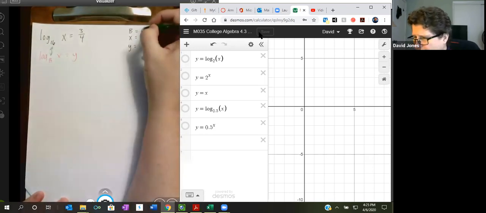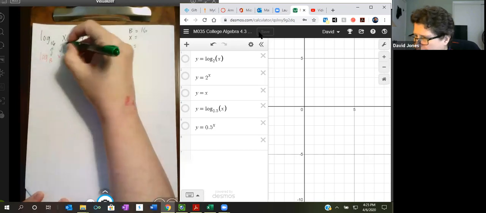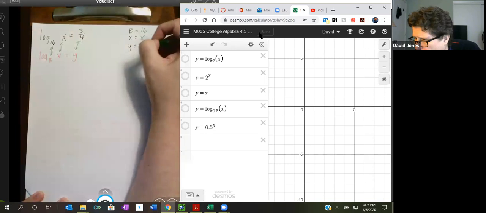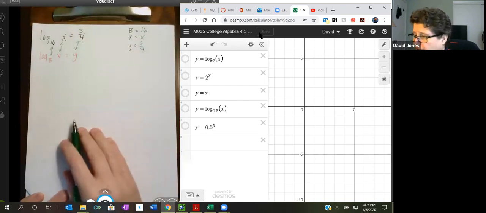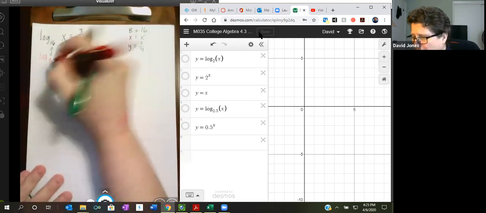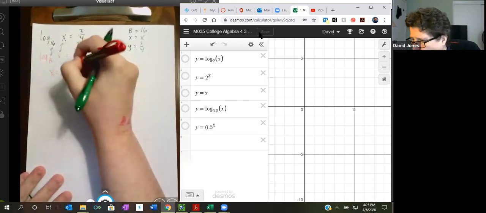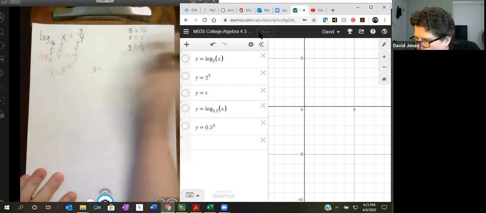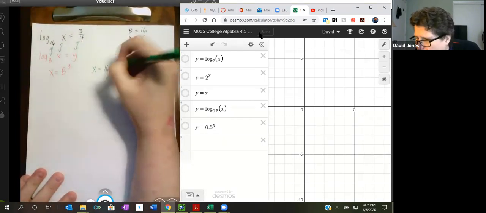B is 16. Our x is x. And our y is 3/4. This turns into x equals b to the y. And so we put those in. X equals 16 to the 3/4.